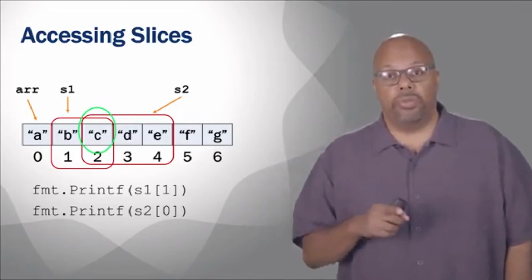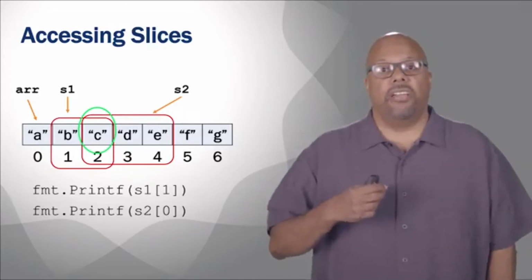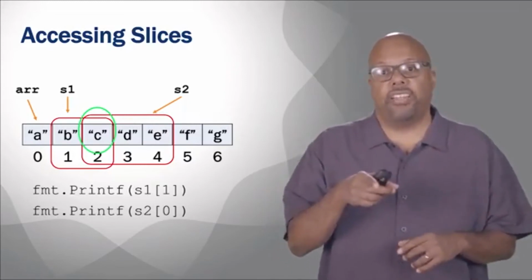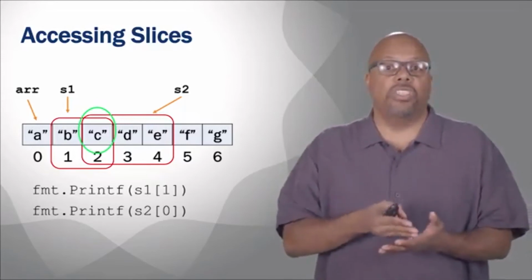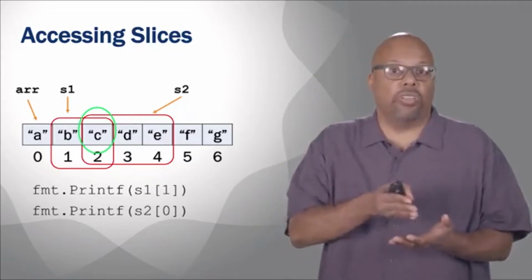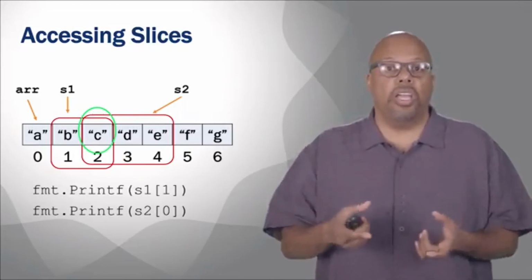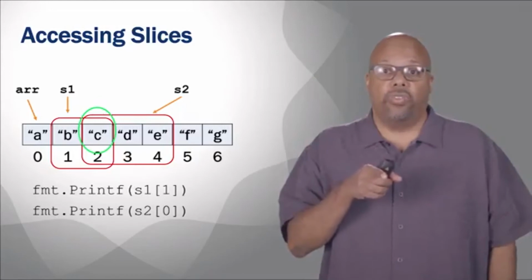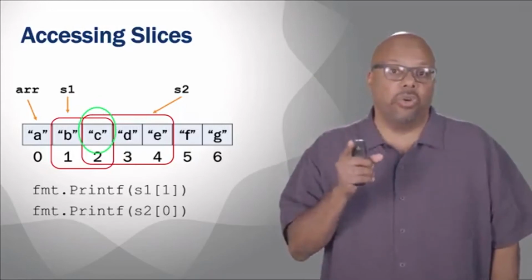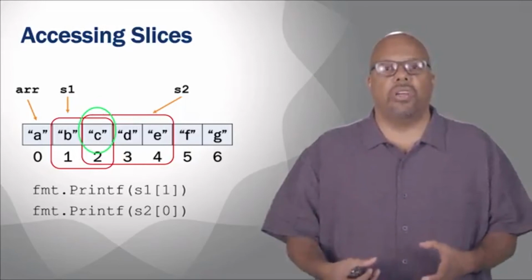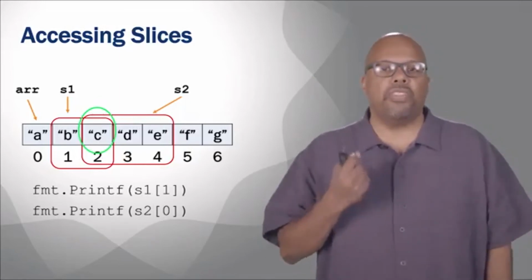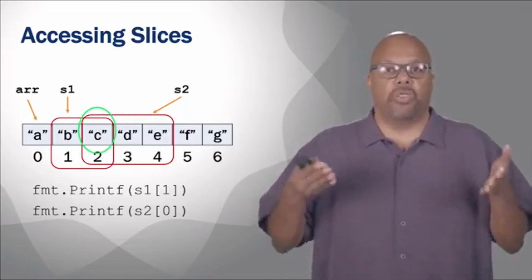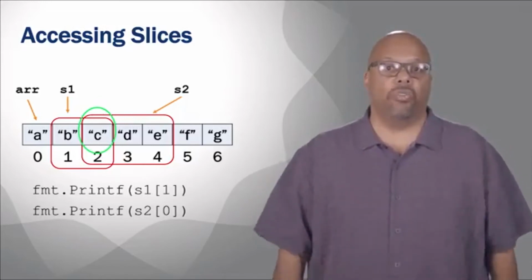Now with respect to S1, S1 bracket 1 refers to that second element of the array, right? Because S1 bracket 0 would refer to the first element of the array because that's where S1 starts. So S1 bracket 1 refers to that C, that letter C. Now S2, that same element of the array is the first element in S2, so that's the same as S2 bracket 0. So these two print statements will print the same thing, the letter C, because S1 bracket 1 is the same as S2 bracket 0. They're both referring to the same element in the underlying array.